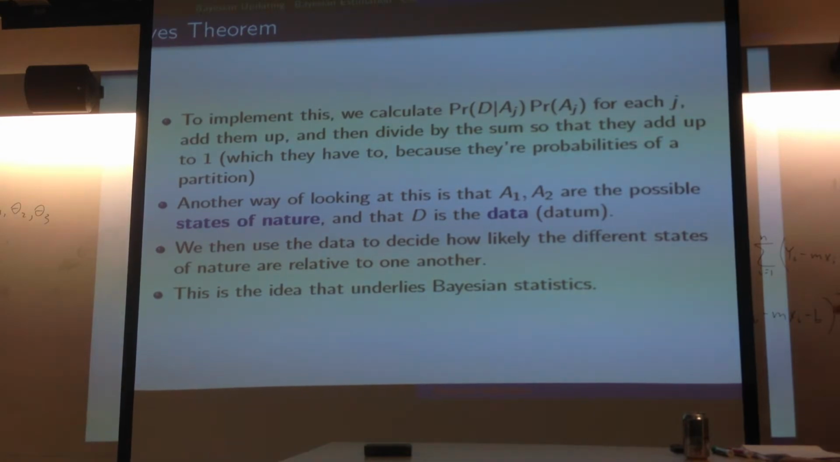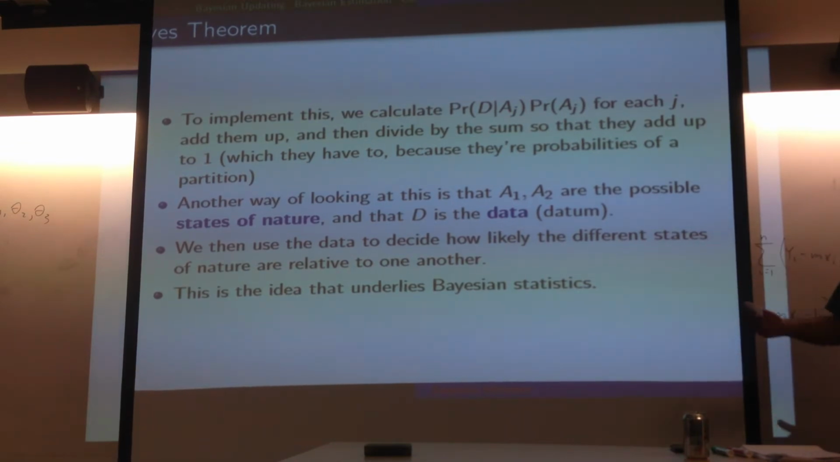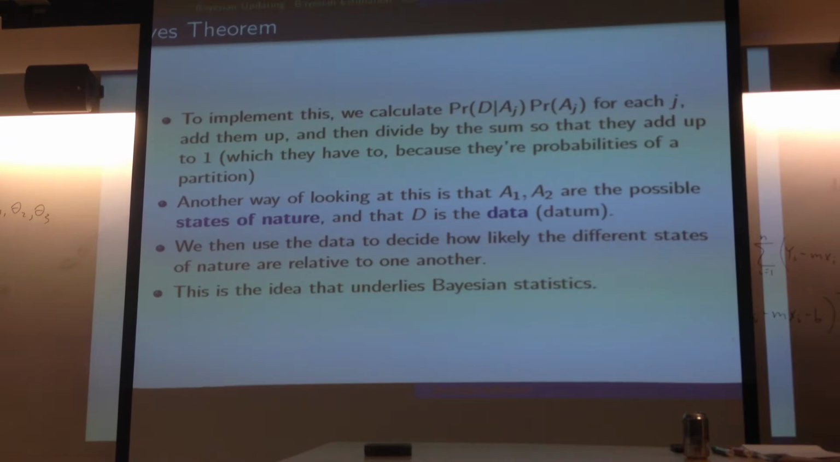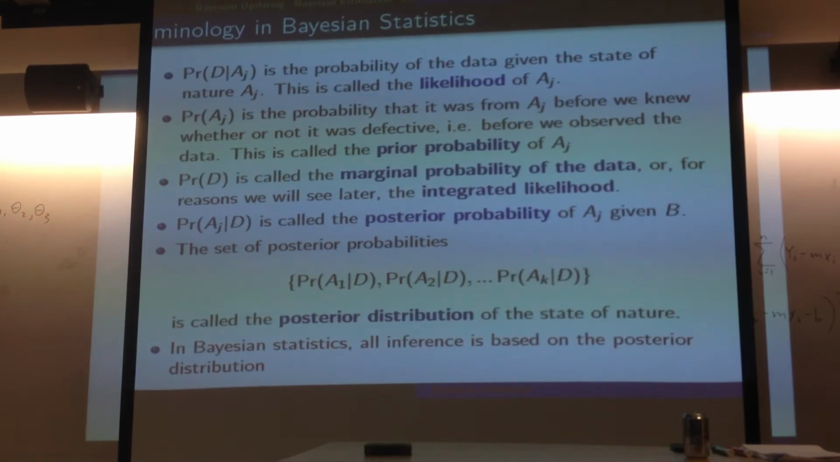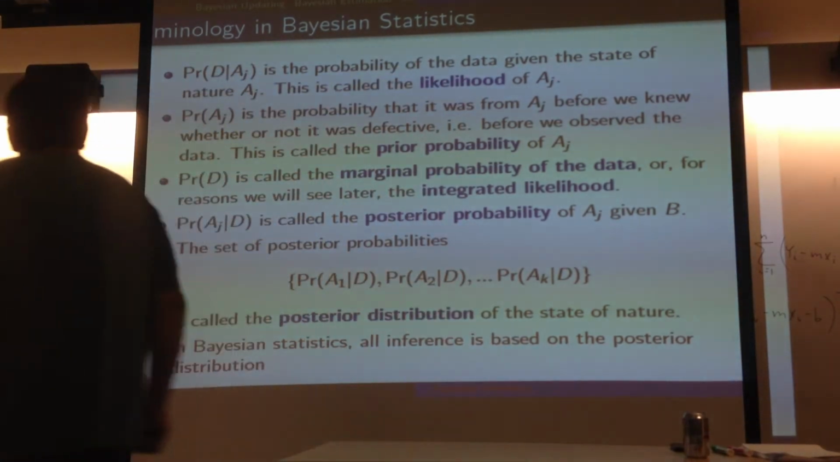So I think I said this. A1 through AJ are the possible states of nature. You can also think of those as your parameters. Those are the different parameters that could have given rise to the data. Okay, so let's go through some terminology.